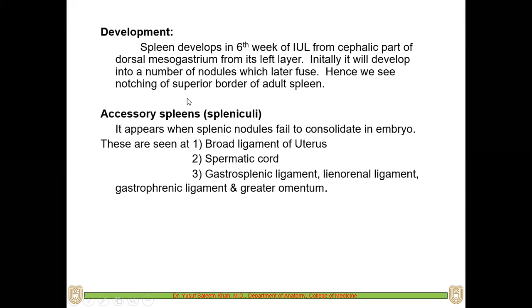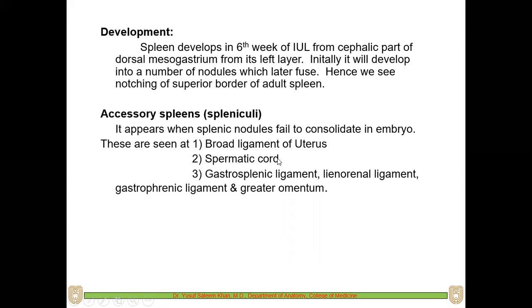Coming to the accessory spleen, sometimes these splenic nodules don't fuse together. Sometimes they remain separate, especially as small pieces and chunks. These are called spleniculi. They appear when splenic nodules fail to consolidate in the embryo, and then they are seen at different places.